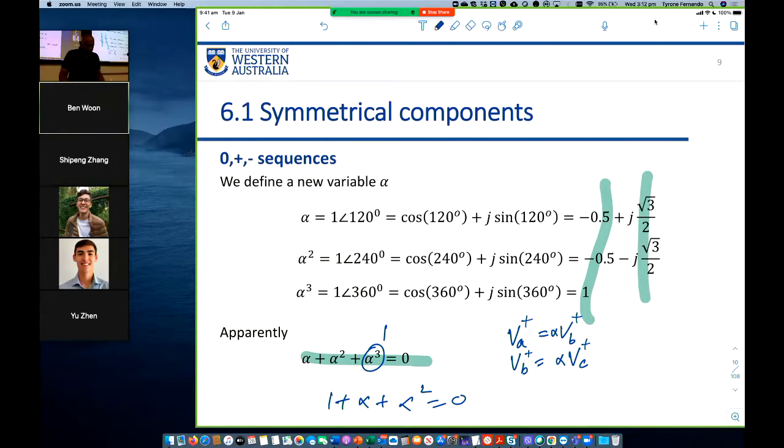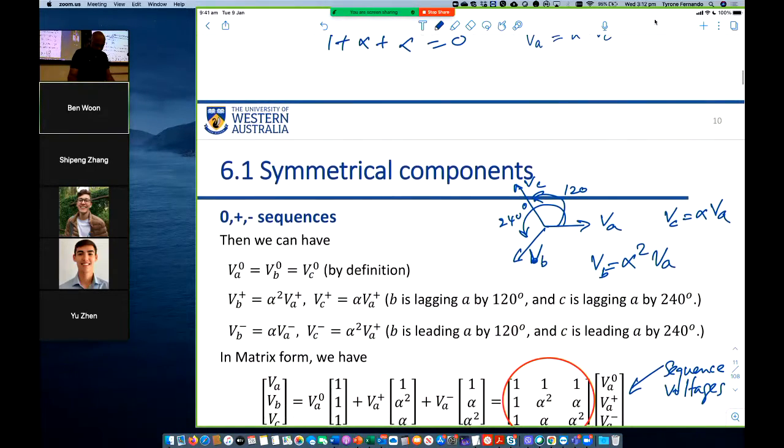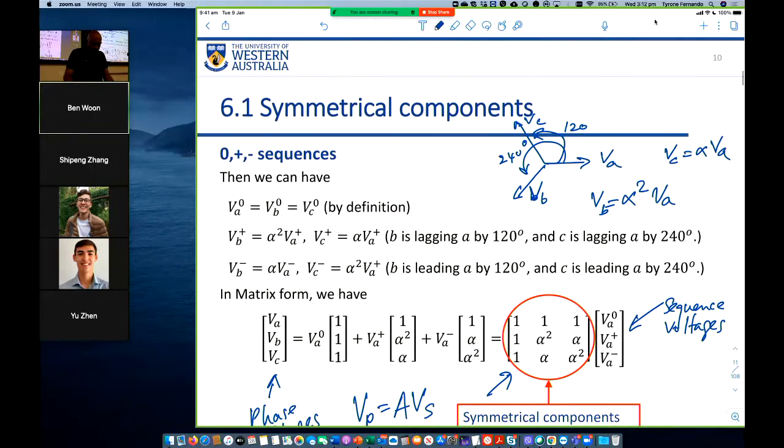And in fact, we can also write that VA plus leads VC plus by 240, right? So I can also say it's alpha squared VC plus, right? Because VC plus is 240 degrees behind VA plus. So these kinds of relationships we can write.